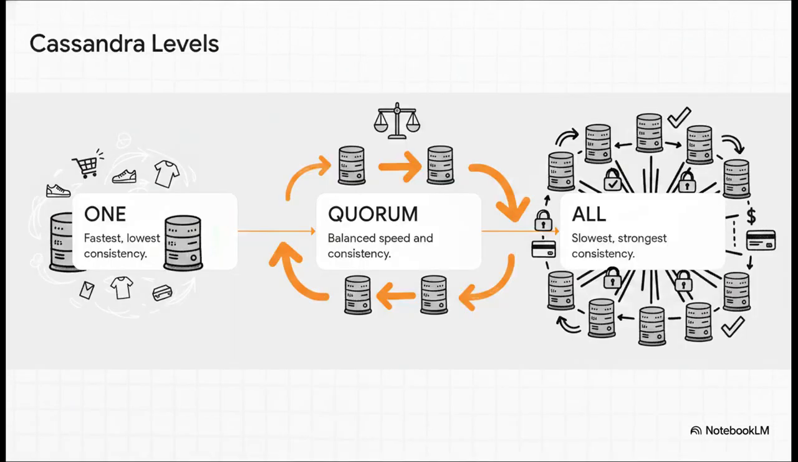So for instance, a database like Cassandra lets developers choose for each individual action. For something low stakes like fetching product recommendations, they can ask just one server for a super fast, possibly stale answer. No big deal. But for a critical action like processing your payment, oh no. They can demand that a majority or even all servers agree first. This guarantees perfect consistency, even if it costs a little bit of speed.